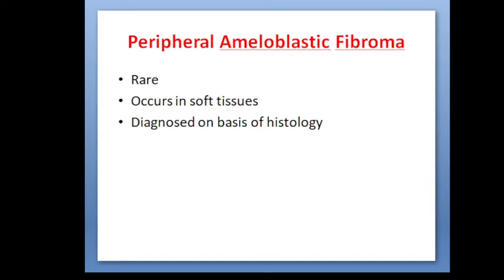Ameloblastic fibromas can occur on peripheral areas of jawbone, and these can occur in soft tissues. But peripheral ameloblastic fibromas are very, very rare. Even if they are present, they are diagnosed on basis of histopathology, and they often resemble other soft tissue lesions like fibroma or peripheral giant cell fibromas.